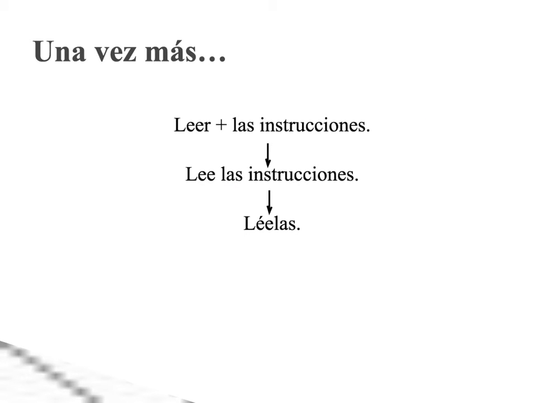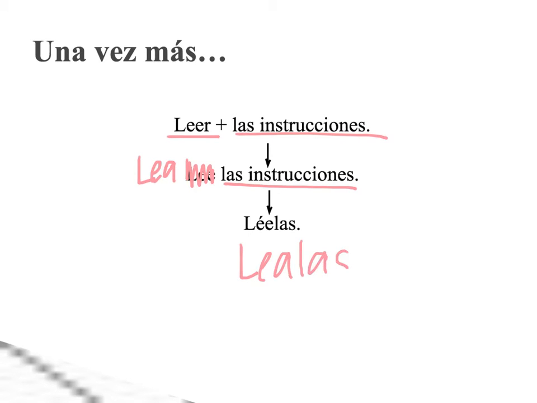One more time. Here we have leer and las instrucciones. And this is actually an error. So when we conjugate leer to the command or subjunctive, we have lea. If you caught that, kudos to you. Lea las instrucciones. If we want to simplify it even more and take out las instrucciones, we would say léalas with an accent above the E, because otherwise it'd be lealas.